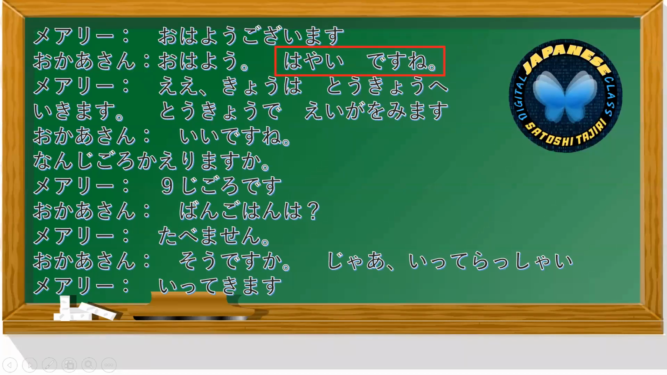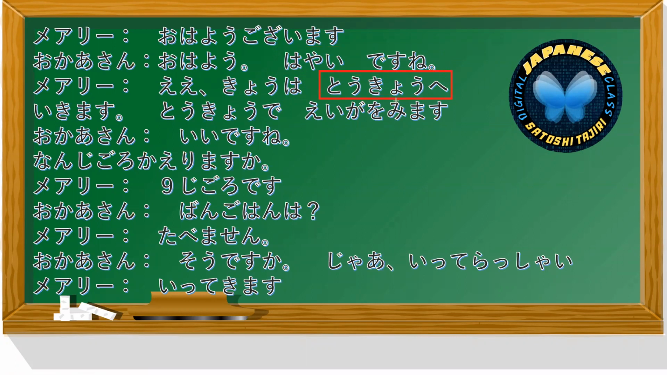Then we have our phrase hayai desu ne. It's early. Then we have the plain form with the same meaning. Then we have kyou. Kyou wa. Kyou means today. And wa is our topic marker.